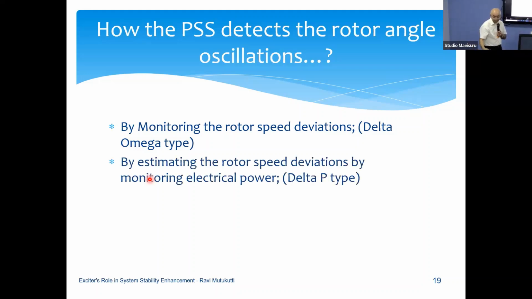So those are called the delta omega type. You measure the actual frequency deviation. And the second way is estimating the rotor speed deviations by monitoring the electrical power. We call it delta P, power, delta P.